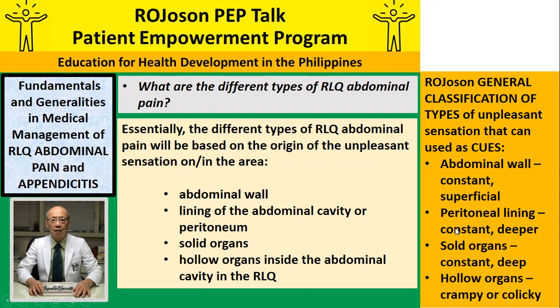If the pain is constant but deeper than being superficial, then we think of the peritoneal lining causing the pain. And then for solid organ, you have to press deeper, and if you have pain there, constant, most likely it's a solid organ pain. And then if the pain is crampy or colicky in that area, you think of the hollow organs. So these are the cues that I usually use, but it's not foolproof, but at least you can try this.